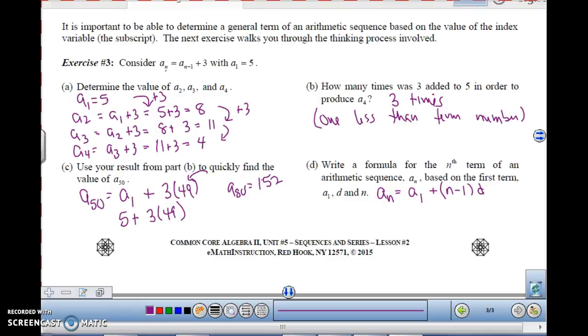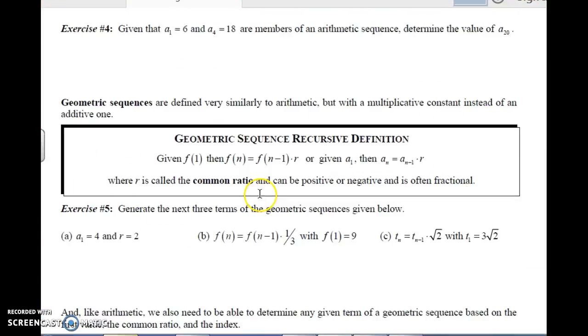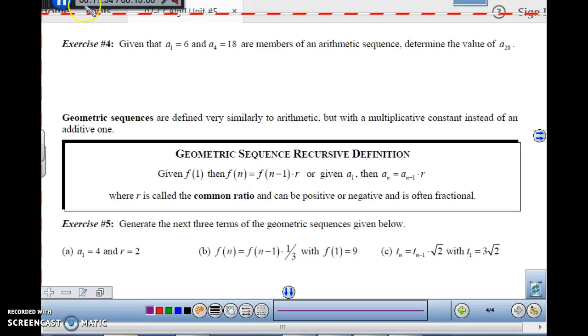Now that's an important formula. It's even on the Regents reference sheet, which I'll show you later. All right, let's save exercise 4 for the next class, and we'll move right on to exercise 5.